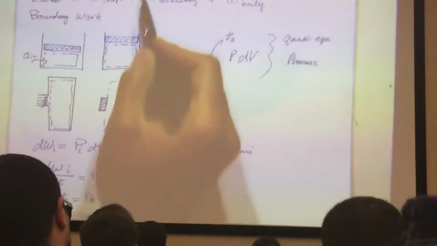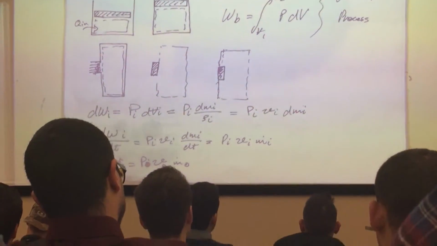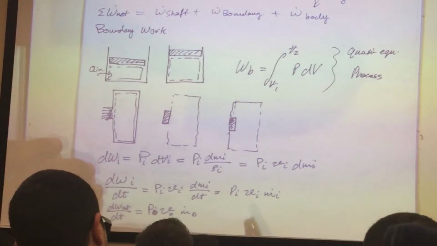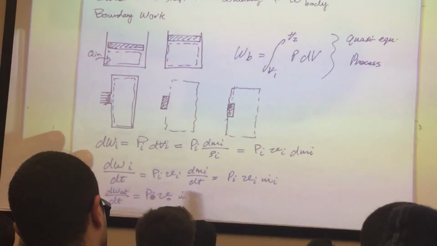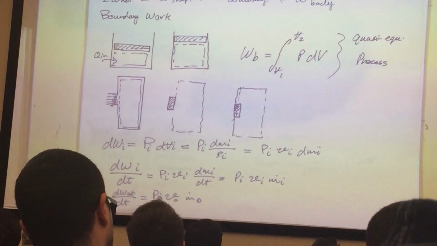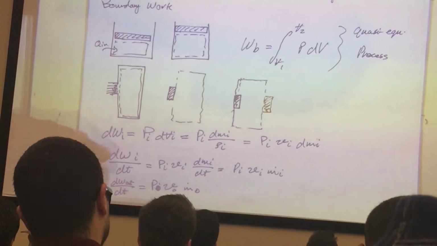So all I did was simplify my equation of my boundary work. I don't have to account for boundary work as a dynamic quantity all the time. I could account for it through simply P times specific volume times m dot. And I could do it for the outlet. So this is what comes in versus what goes out, what left my control volume.